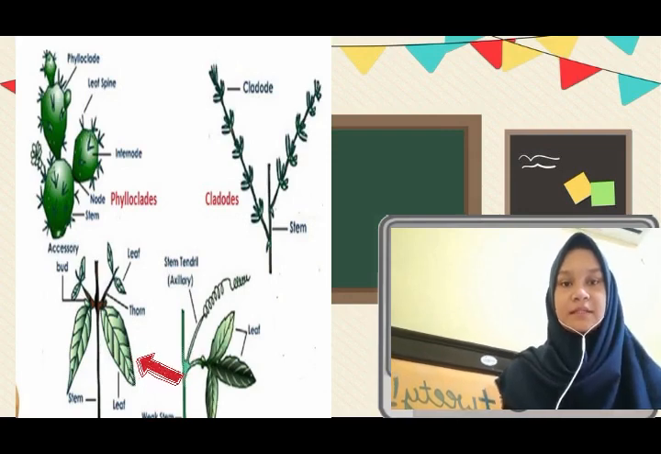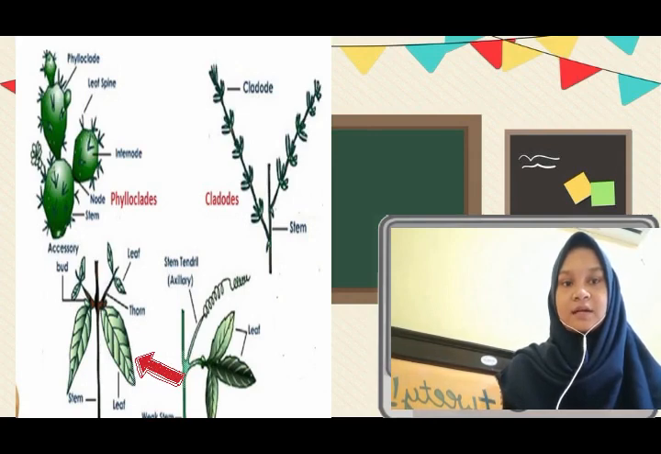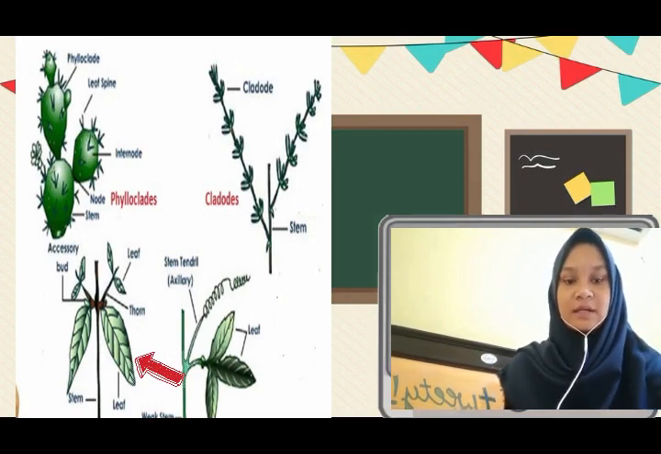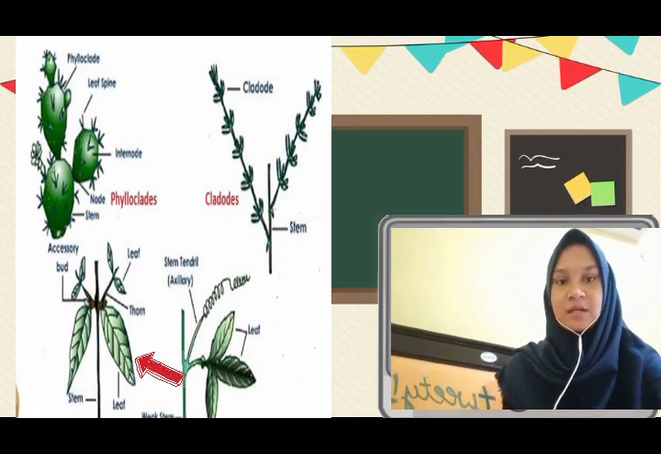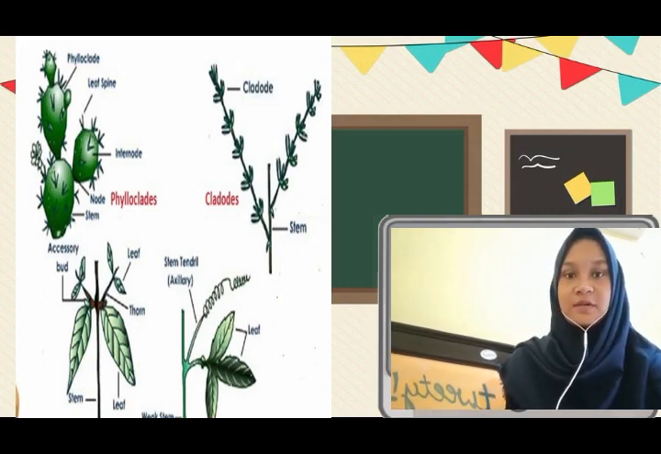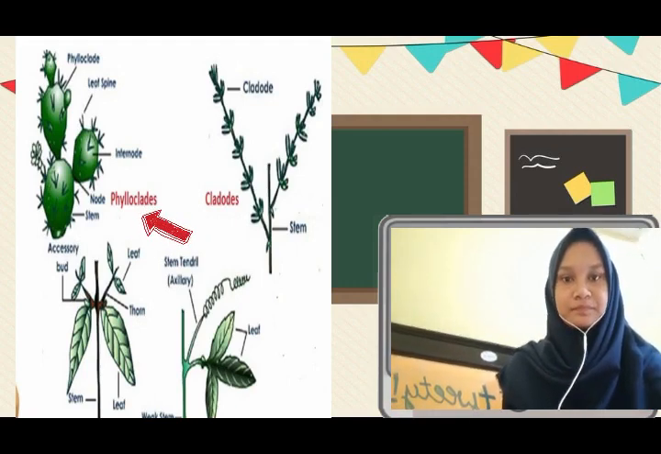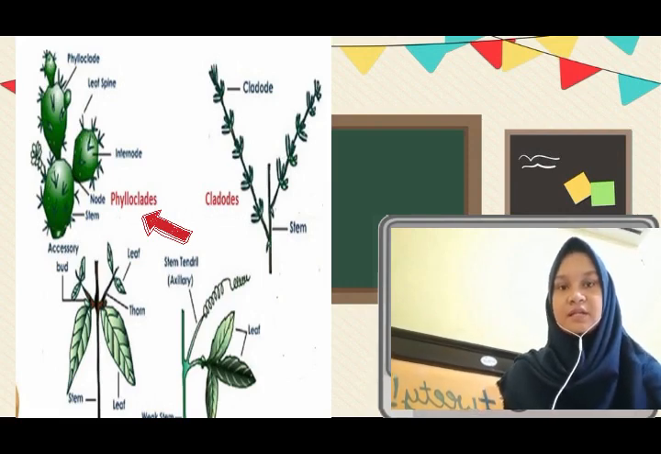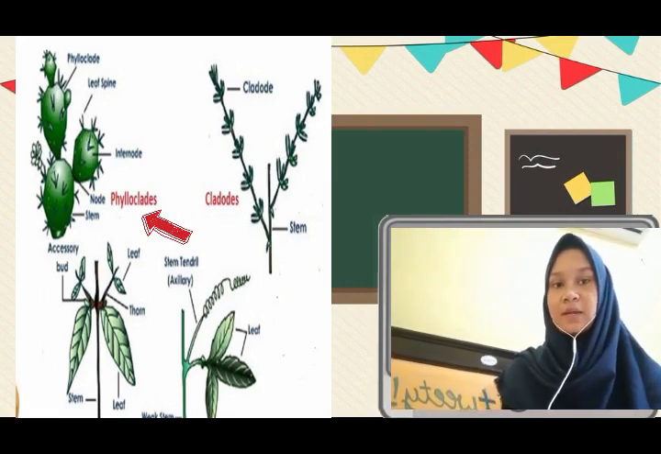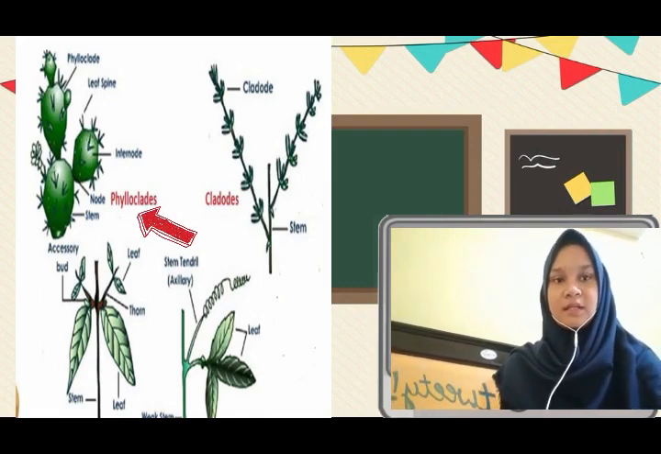The second is thorns. The terminal bud gets modified into thorns. Thorns are used as defense organs and help to check transpiration. An example of thorns is bougainvillea. The third is phylloclades. These are stems modified into leaf-like scales to check transpiration. This modification is seen in xerophytic plants and stores water. The plant example is Opuntia.